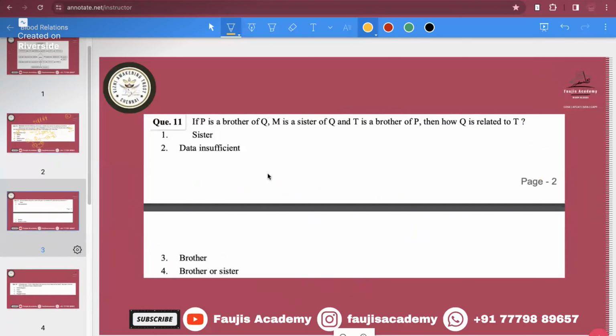Let me draw the generation chart over here. Whenever they say P is a brother of Q, that means we don't know Q's gender yet. We only know P, that P is a male. That's it. So P is a brother of Q. So P and Q, right?